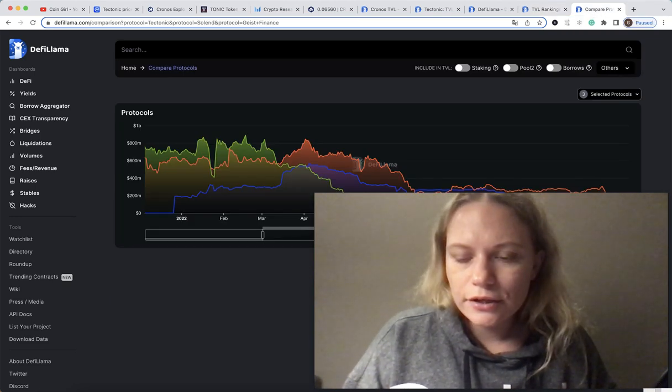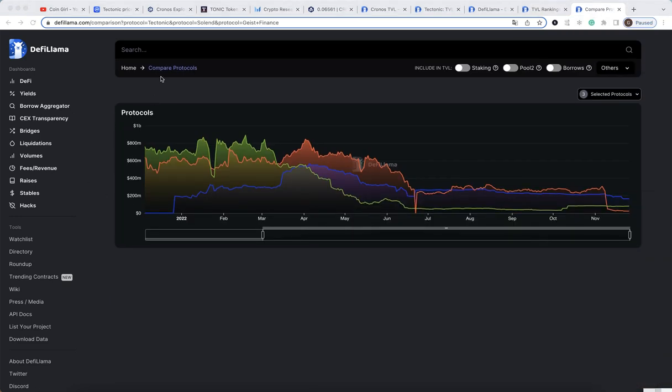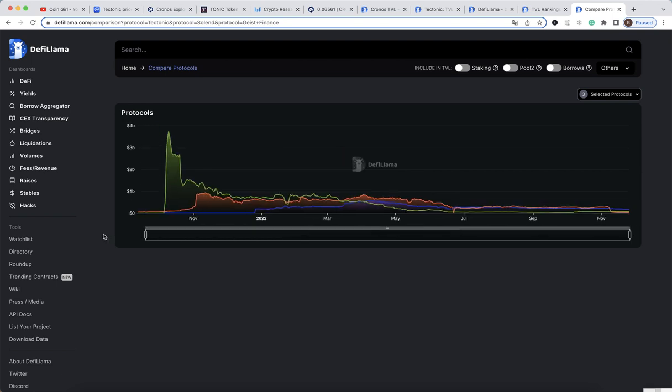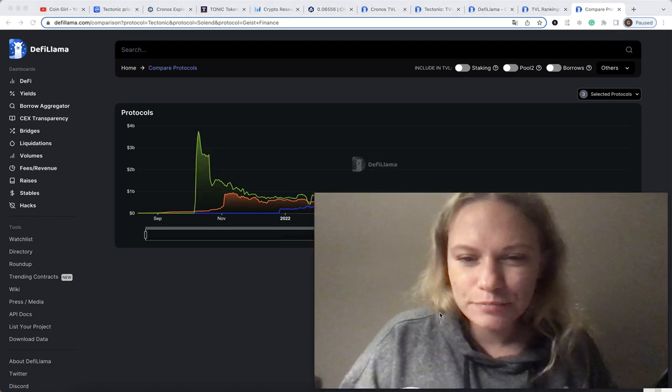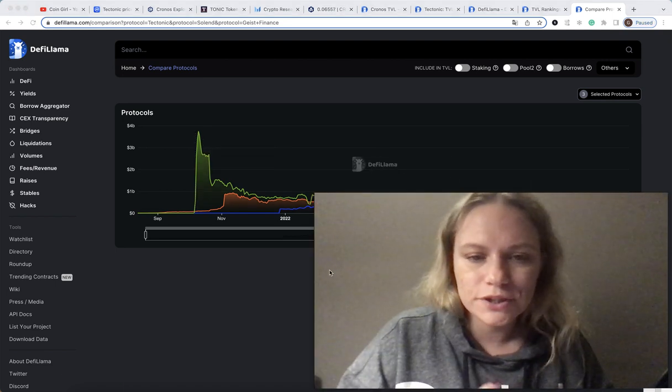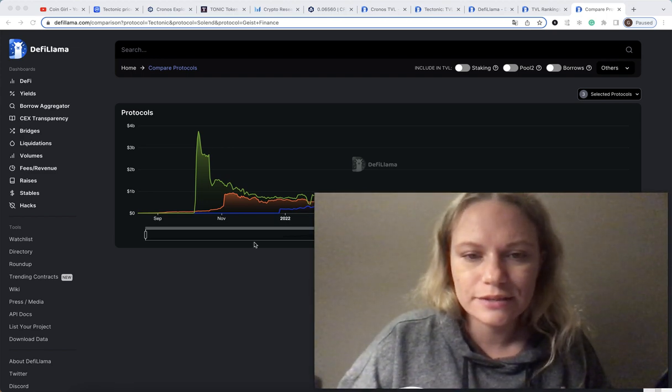They have another tool for comparing protocols, and you could select multiple protocols here and check total value locked. If you are looking long term, you could see that even before Tectonic was launched, it was crazy: Geist Finance for Phantom had 3.4 billion locked, and Solend for Solana had 82 million in this period of time.